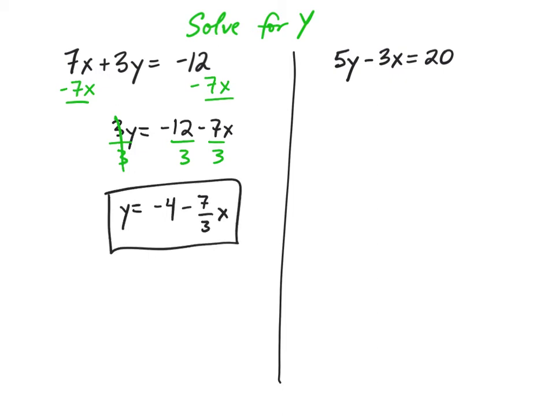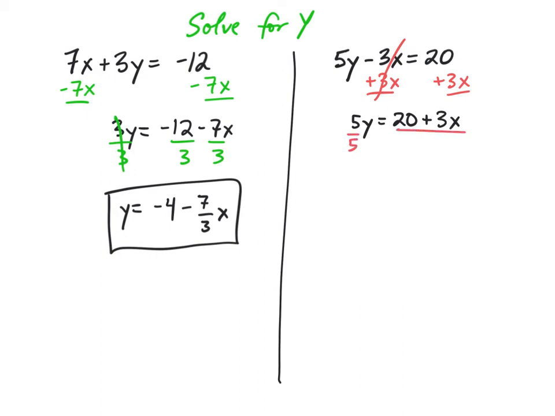Awesome. On the right side, we are solving for y. Ooh, but y is up front, so we're going to get rid of the negative 3x's by adding 3x's. So I'm just moving the x's to the other side, trying to isolate the y's, get the y's by themselves. I can't combine 20 and 3x, so I just write 20 plus 3x.